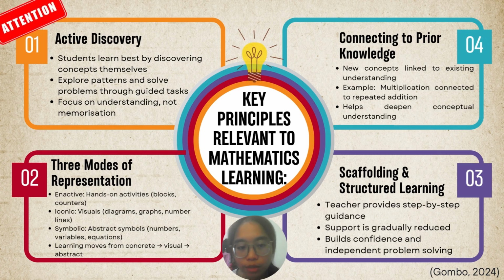There are a few key principles of Bruner's learning theory relevant to mathematics learning. The first one is active discovery. Bruner emphasized that students learn best when they discover the concepts by themselves rather than receiving direct instruction from teachers. In mathematics, this means that students have to explore the patterns, solve problems through guided tasks, and focus on understanding instead of memorization.